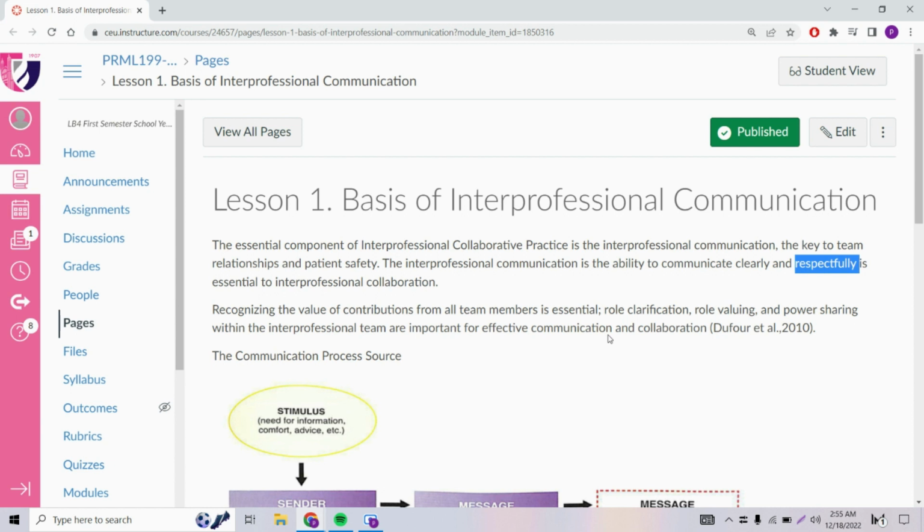If you're going to form a team, there are certain aspects that you need to take note of. One of those is that there has to be role clarification. Second, there would be role valuing. And third would be power sharing within the interprofessional team. Etong power sharing, class, just to share to you dito kasi sa Pilipinas. Sa Pilipinas, class, meron kayong may encounter na workers that mahilig magbida-bida.